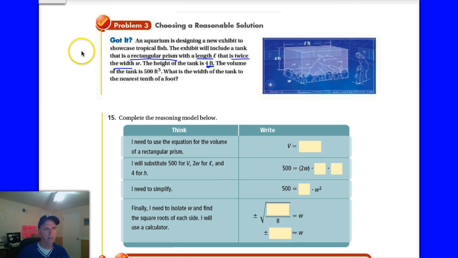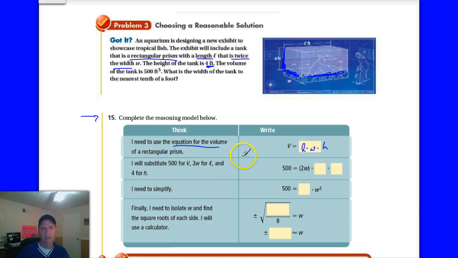Well, here I cut the same problem to the next page with my notes on it, and I want to look at this with you through number 15 as they guide us through the problem. Here's what we need to know. You have this prism, right? And you have a height, a width, and a length. To find the volume of this, you need to know the equation for the volume of a rectangular prism. It's length times width times height.